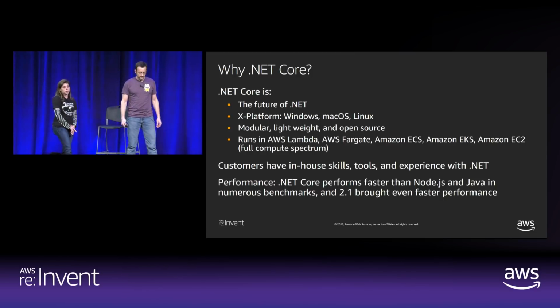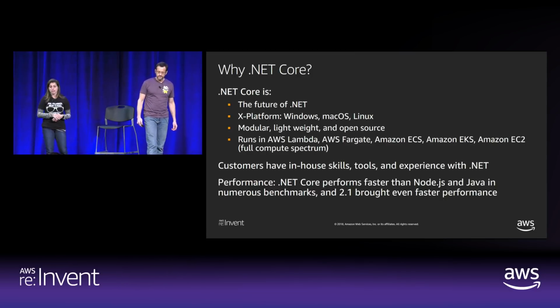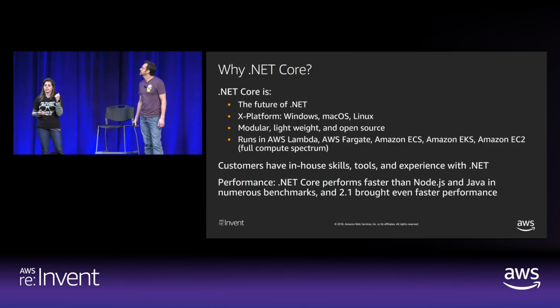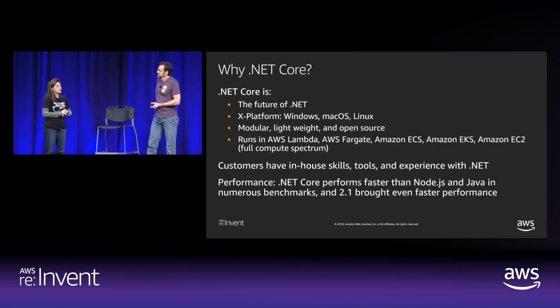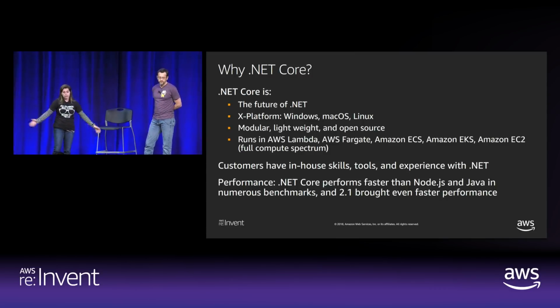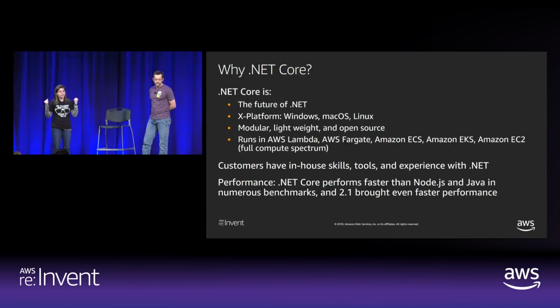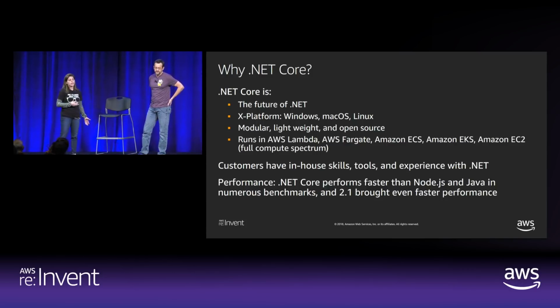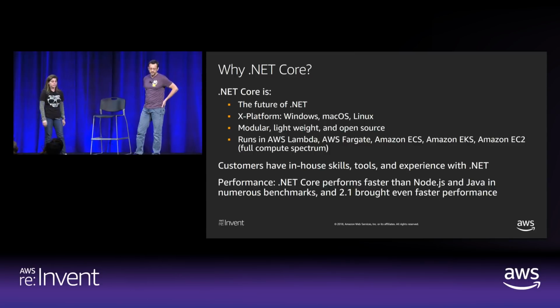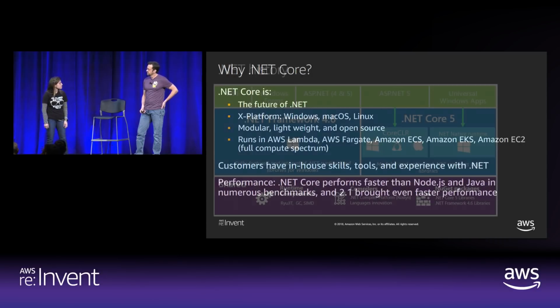Why .NET Core? So .NET Core is definitely the future of .NET. It's modular, it's lightweight, it's cross-platform. I'm running on my Mac right now. It runs in pretty much the full spectrum of AWS services now, like the full compute spectrum. And if you already have experience with .NET Framework, then you should slide right into .NET Core really fast. It shouldn't be very hard at all for you to get up to speed. And it also benchmarks well for several of our services. It's faster than Node.js and Java in numerous benchmarks, which is pretty cool.